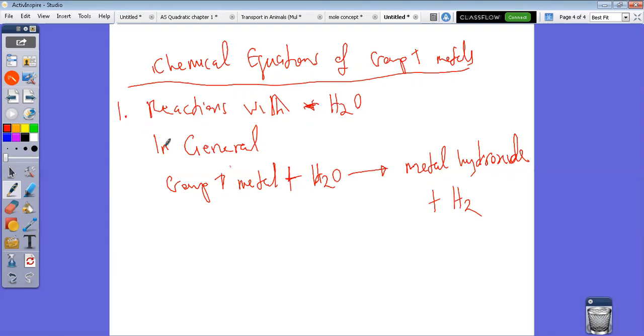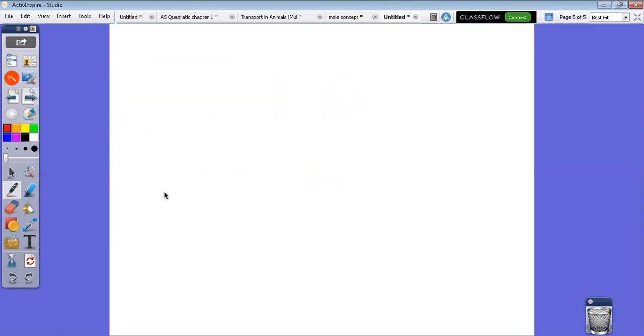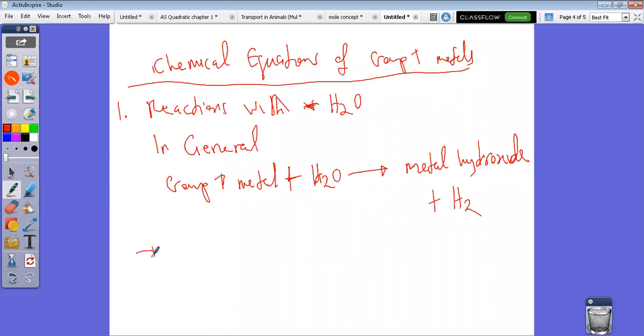Okay, now let's talk of individual metals. Let's start with lithium. Before we do, you can write that all group 1 metals react with cold water at room temperature. You don't need to heat them. Because they are very reactive, all group 1 metals react with cold water at room temperature.